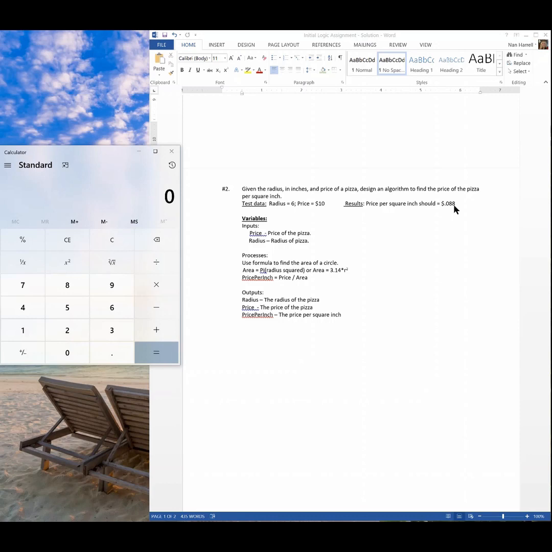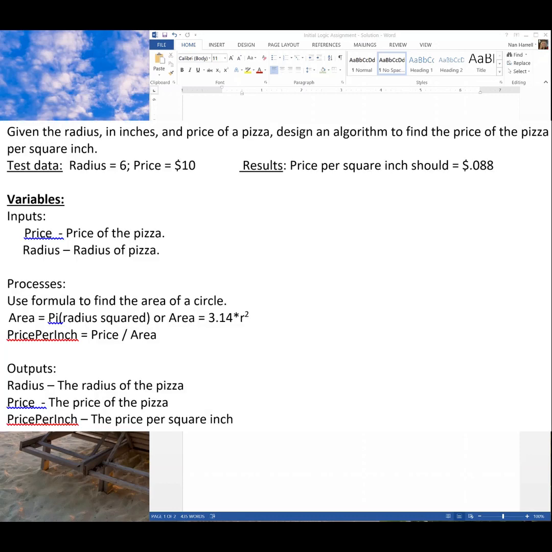Now you might have to Google that to find it. You might have to go to a math person to find it, right? And that's okay. You're a programmer. Programmers go to other people to know things all the time. If they don't know, they go ask or they look it up. All right, so we know that to find the area of our pizza so we can determine price per square inch, the formula for area equals pi times the radius squared.